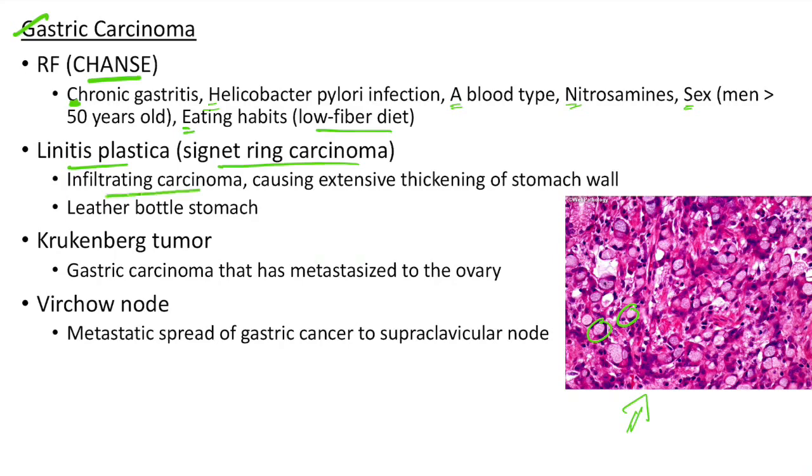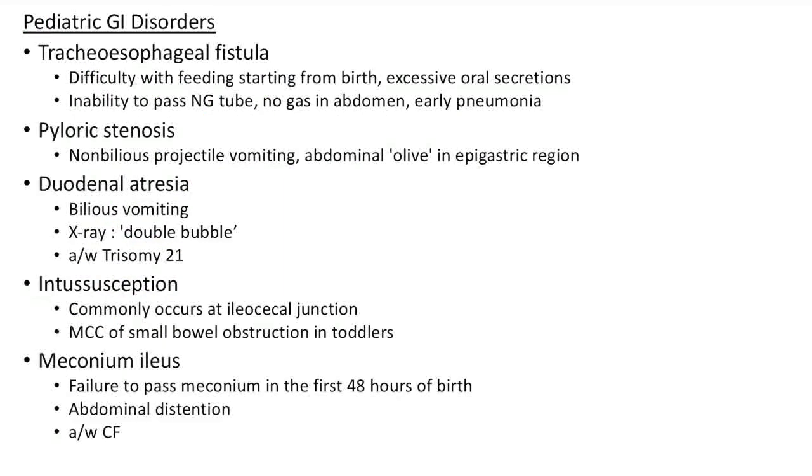It is infiltrating carcinoma causing extensive thickening of stomach wall leading to leather bottle stomach. Now let us see about Krukenberg tumor. It is gastric carcinoma that has metastasized to the ovary. Now let us see about Virchow node. It is metastatic spread of gastric cancer to supraclavicular node.